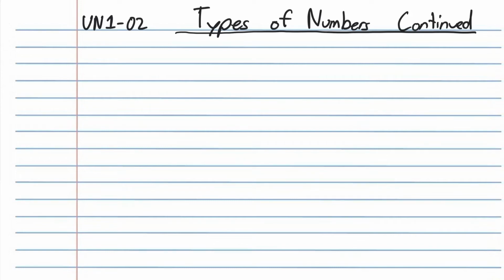Alright guys, so this is the second video talking about types of numbers. The first video was just talking about integers. In this video, we're going to be talking about everyone's favorite, or probably most least favorite, fractions. Fractions are where a lot of mistakes can happen very easily.